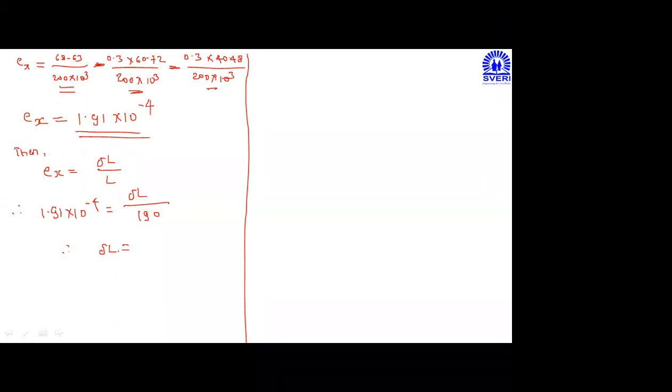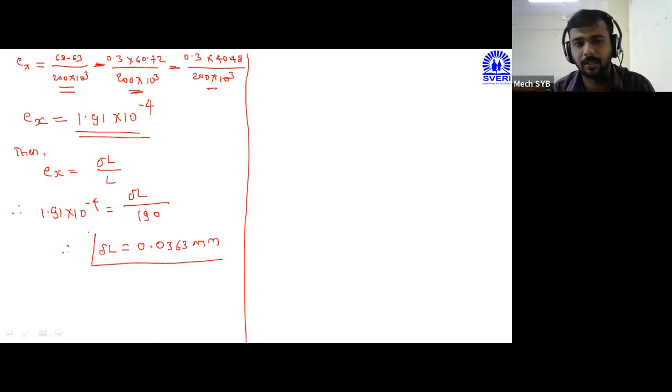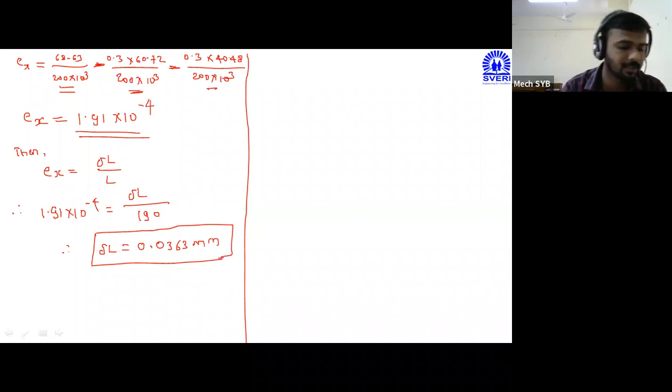So what is the change in dimension? Change in length: 0.0363 mm. So this is the change in length. Please check your answer also. Or you can send the answer in the chat box. 0.036 mm, correct. 0.036, 0.0362, 0.0363. All answers will be accepted, no problem.